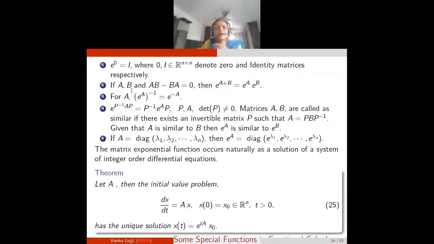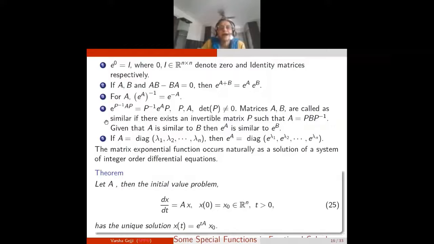And another thing is, if A and B are n cross n matrices which commute, AB equal to BA, then e to the power A plus B is e to the power A times e to the power B. Note here that capital A and capital B are matrices, and this property holds good when they commute. Now when A is a matrix, e to the power A inverse is nothing but e to the power minus A.